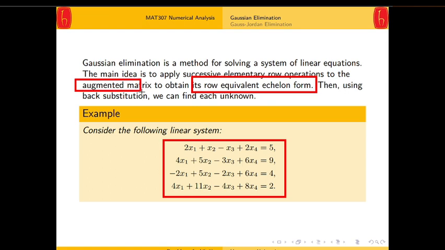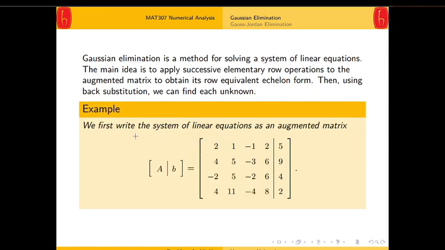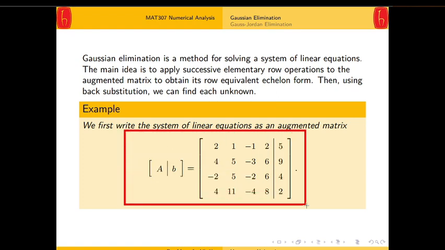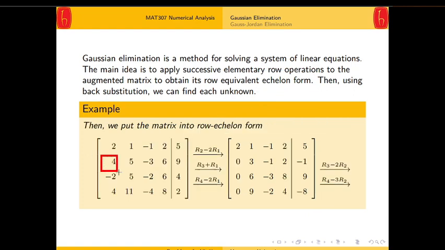So an example will be here, and in this example we need to first introduce the augmented matrix for this equation. So this is our augmented matrix, and then we need to apply successive elementary row operations to get its row equivalent echelon matrix. So we need to get an echelon matrix. To that end, we need to eliminate these entries and make them 0.